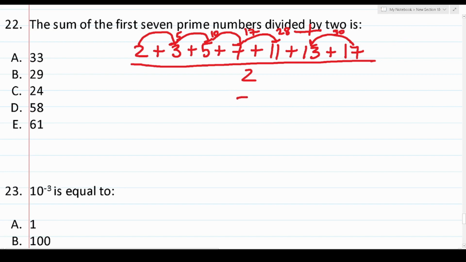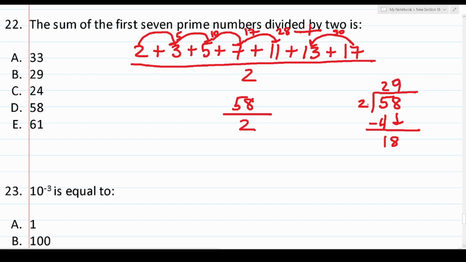So this becomes 58 divided by 2. Again, you can regard fractions as long division by reading them like this. 58 divided by 2. Let's go ahead and work this out. 2 goes into 5 2 times without going over. 2 times 2 is 4. 5 minus 4 is 1. Drop down your 8. 2 goes into 18 9 times without going over.